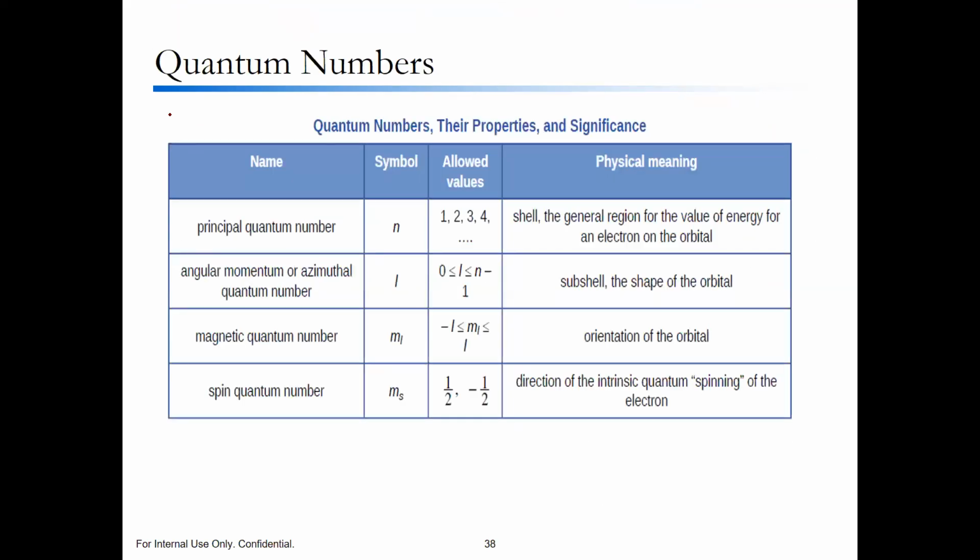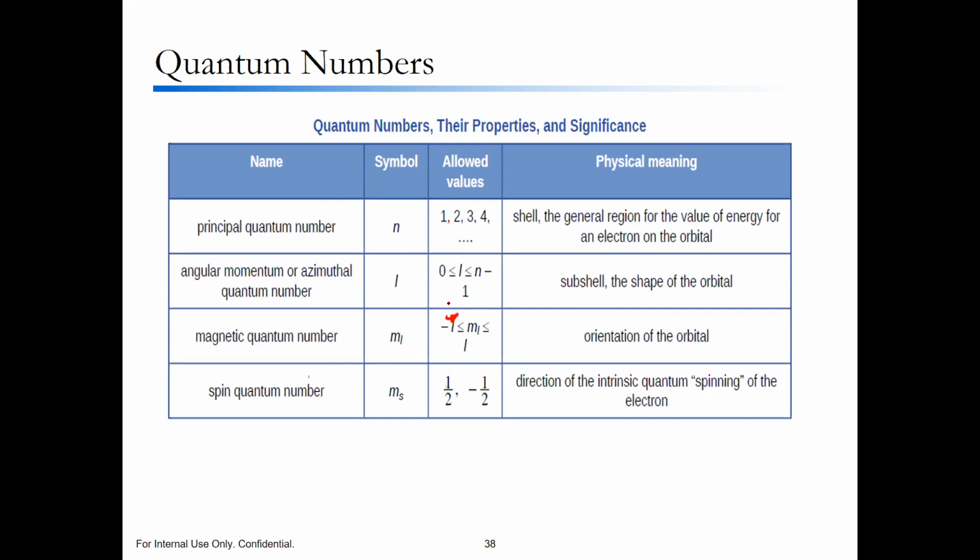All right, and then when we do our mathematics, we're not going to get into all the equations, but we just said n equals 1, 2, 3, 4. Once we have n equals 1, we can plug it into this equation. L is between 0 and n minus 1. And then once we have L, we can figure out m sub L, because m sub L is going to be between minus L and plus L, and m sub S is going to be plus 1/2 or minus 1/2. So what we do first is figure out what is n, and then we figure out what is L, and then once we have L, we figure out m sub L and m sub S. So we're going to get these numbers.